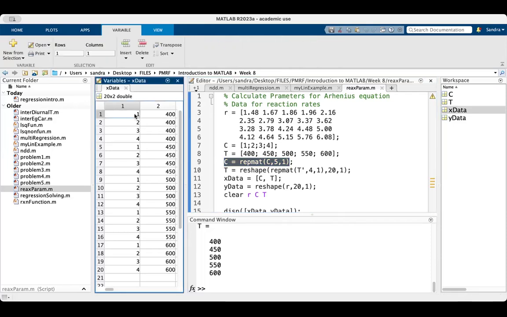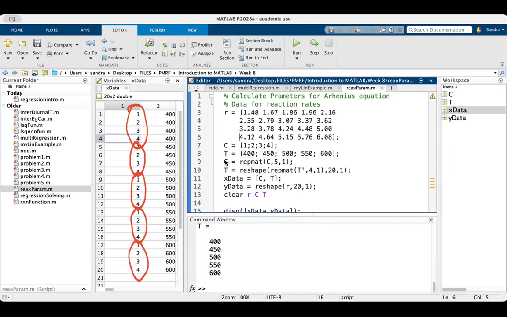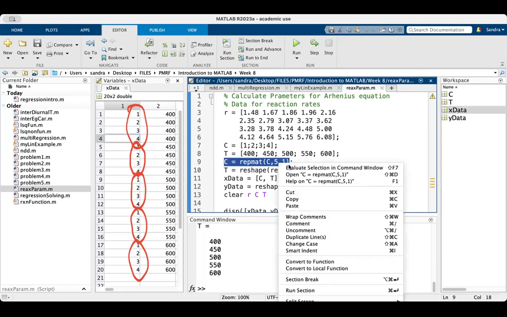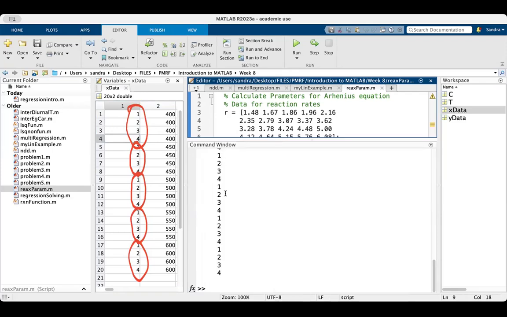So if you can see here, you can see 1, 2, 3, 4. Again 1, 2, 3, 4, repeated several times. I can repeat the same entries. That's what the C does. I'll just run it and show this to you. It will repeat 1, 2, 3, 4 like that.